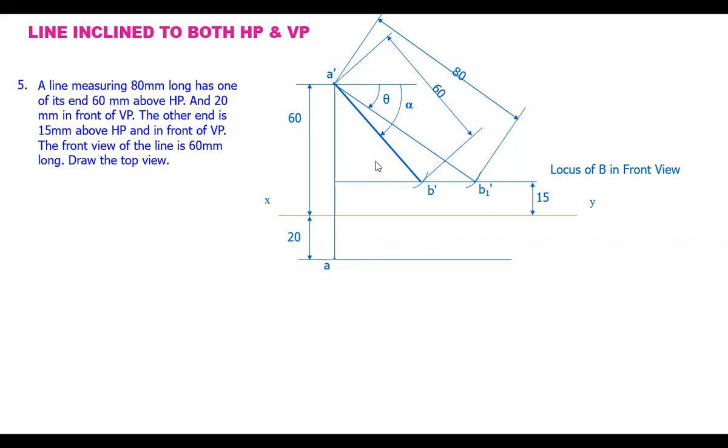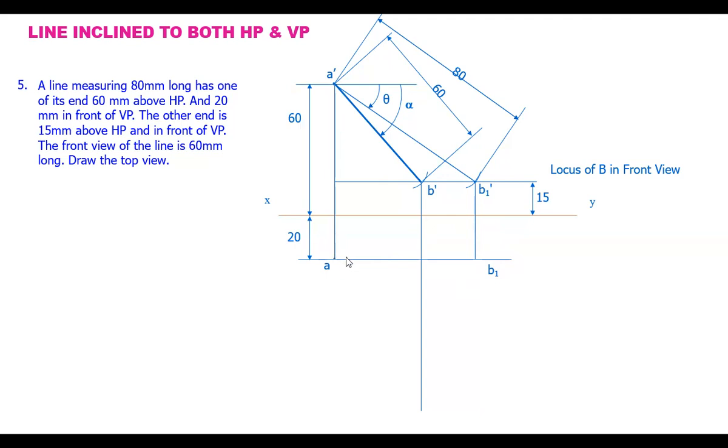Now we have to draw the top view. The top view will be lying on the same projector as B dash. This is the line which is taken parallel to vertical plane, that is parallel to VP, and making only angle theta with HP. That means we can find the top view of this line. Drop a projector here from B1 dash. This is the line parallel to VP, AB1.